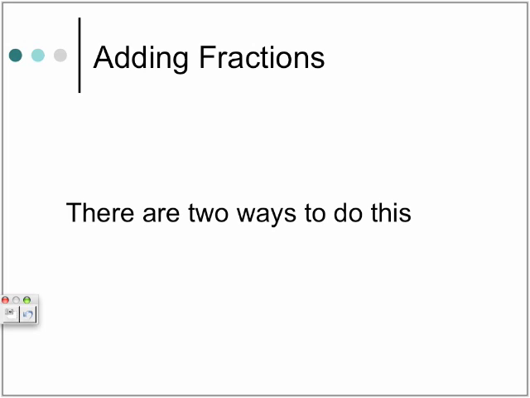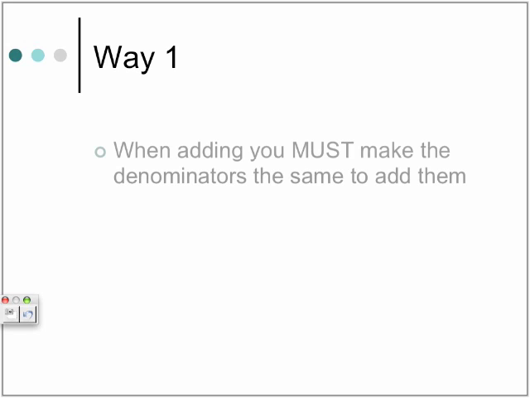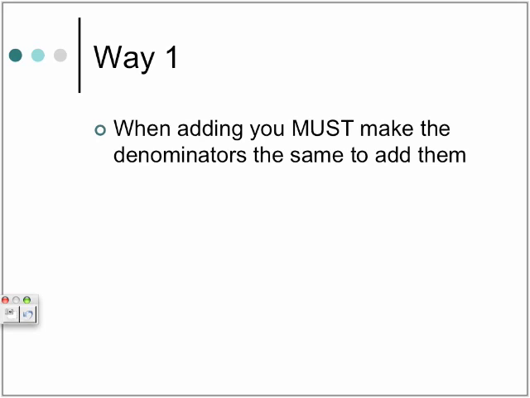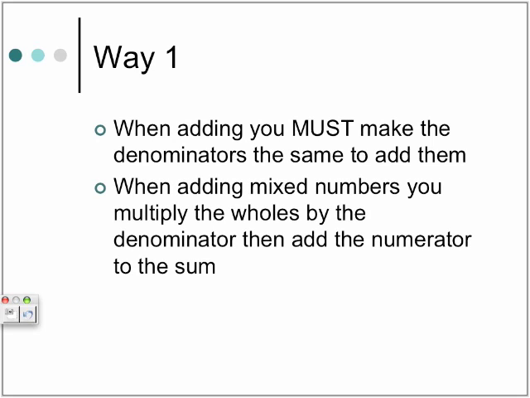Now, moving on to adding fractions. There are two ways to do this. There's the basic way and my way, which I prefer because it's easier. Way one. First, when adding, you must make the denominators the same to add them. So the bottom numbers of every fraction have to be the same. When adding mixed numbers, you multiply the wholes by the denominators, then add the numerator to the sum. So I'm going to give you an example of that right now.